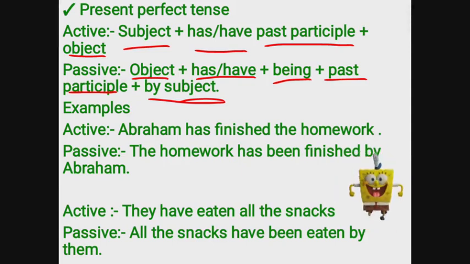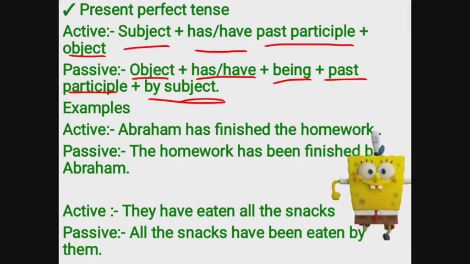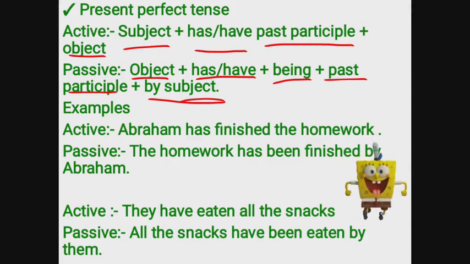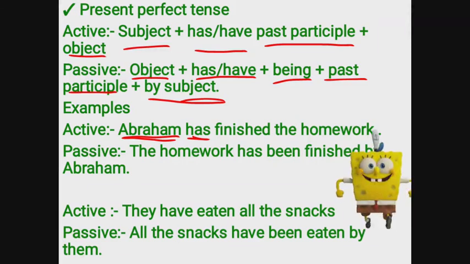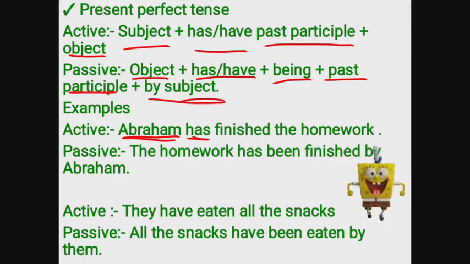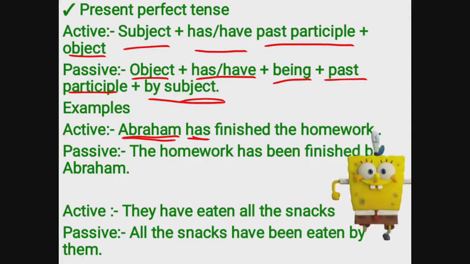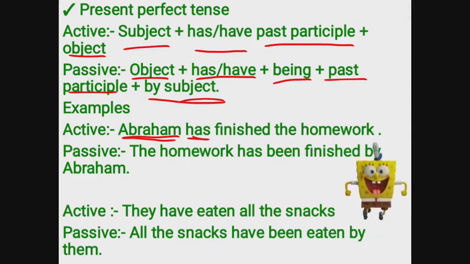Abraham has finished the homework. We're using "has" here because I told you that "has" is used for a singular subject. Abraham is just one Abraham. All right. So we use "has" for Abraham because Abraham is just a person. Has finished. Finished is the past participle of finish. Okay. Abraham has finished the homework.